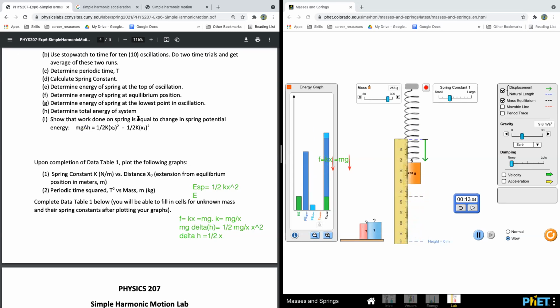Show that work done on spring is equal to change in spring potential energy. Spring potential energy change we can understand as measuring two different positions, x1, x2, and the work done. That means the gravity down to the mass, and the mass has a pulling force on the spring. If we analyze the spring, it has its own spring force and also a pulling force by the mass, right? So the work done on spring means the mass pulling down on the spring.